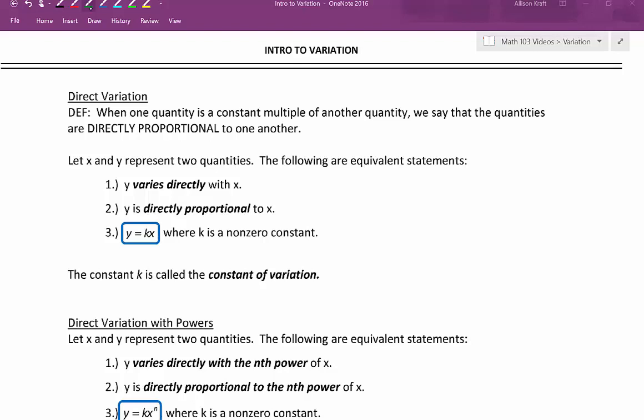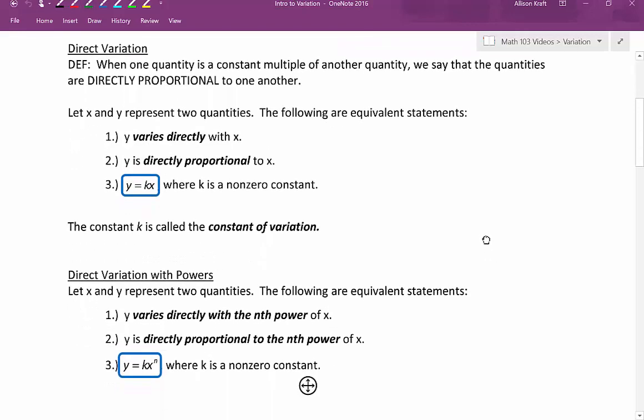This video provides an introduction to variation. We're going to discuss two types of variation, direct variation and inverse variation. When one quantity is a constant multiple of another quantity, we say that the quantities are directly proportional to one another. If we let x and y represent two quantities, the following statements are equivalent.